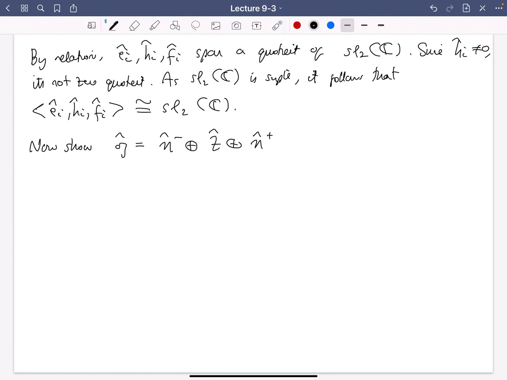Remember, n hat plus was the subalgebra generated by the E's, n hat minus was the subalgebra generated by the F's. So I'm going to introduce a little piece of notation here. Maybe I'll just write it for 4 guys. If you have 4 generators, A, B, C, and D, I'm just going to write them in a single bracket to mean the multiple Lie bracket, [A,[B,[C,D]]].